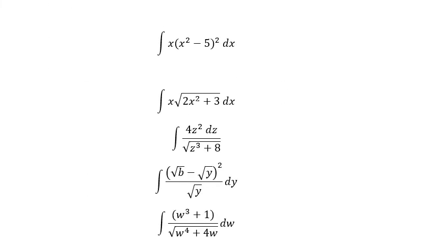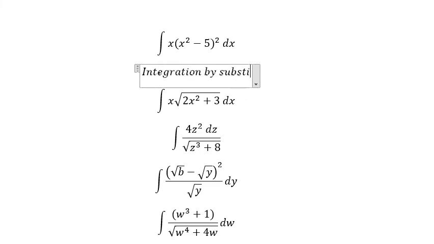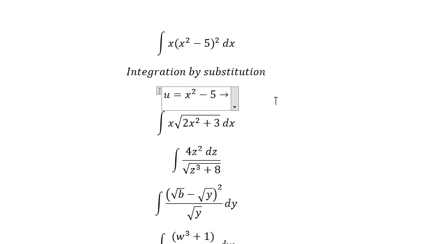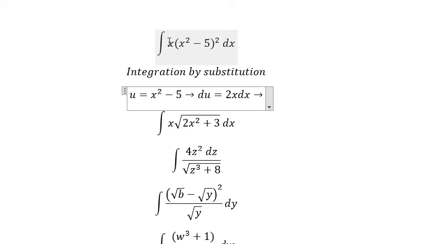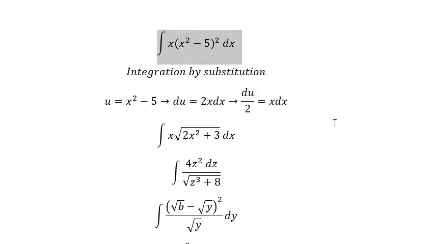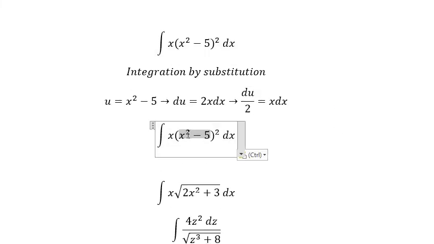Question number 2. We need to use integration by substitution. So I will put u equal to s squared minus 5. If we do the first derivative for both sides, we have 2s ds. Because we don't have number 2 in here, we divide both sides by number 2. So you got s ds. This one we change by u. S ds we change by du over number 2.